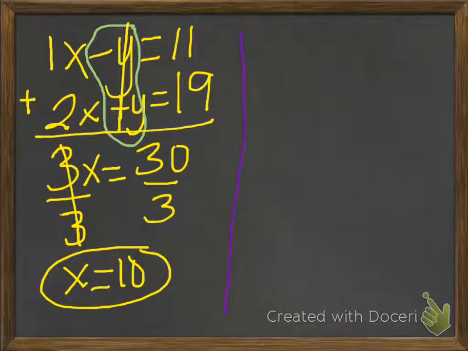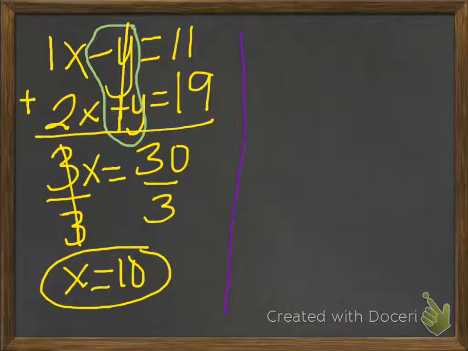I am not done. You're thinking, Miss Donaldson, you've got to find your y. You are correct. Remember, you're looking for a solution set that has an x and a y, because that ordered pair will tell me the intersection. In order to go back and figure out the value of the variable I eliminated, I'm going to choose one of the equations from my original system. Remember, it does not matter which one I choose because I'm going to get the same answer. I'm just going to take the first one.